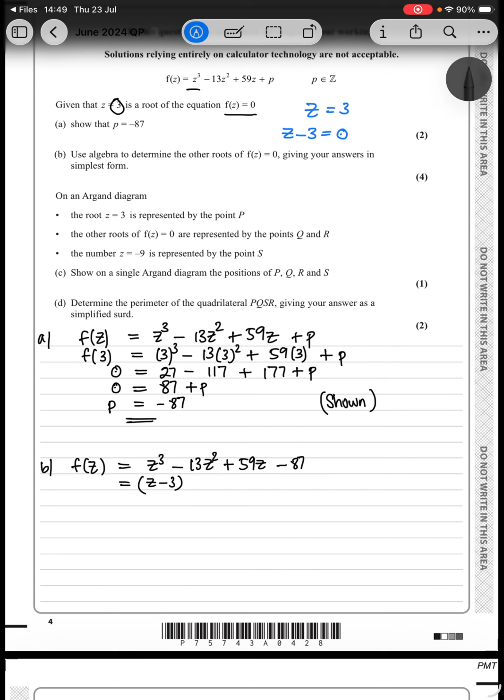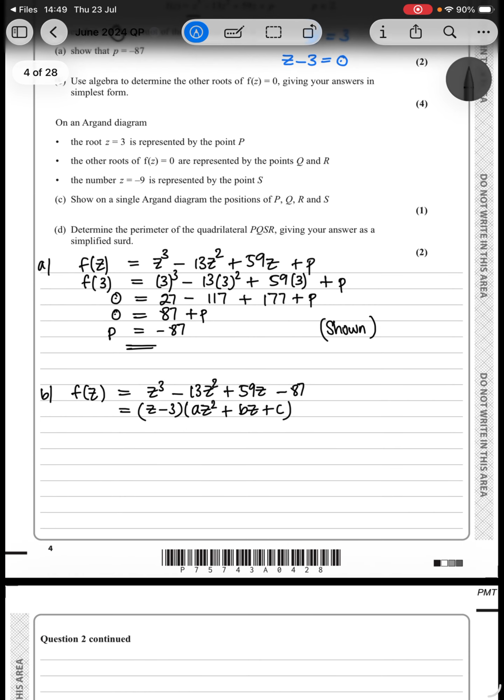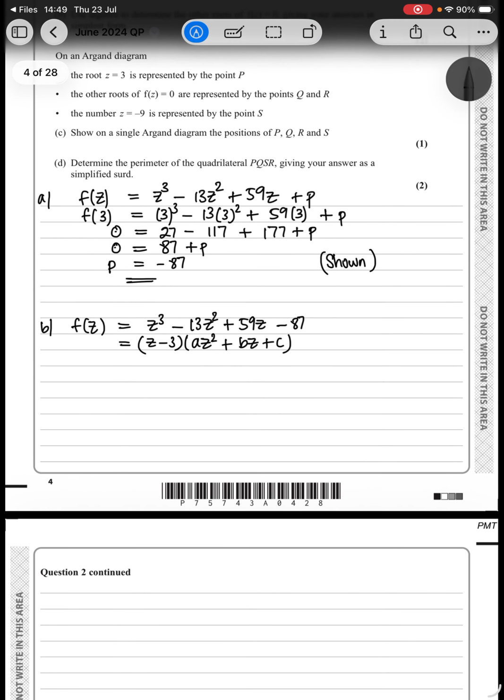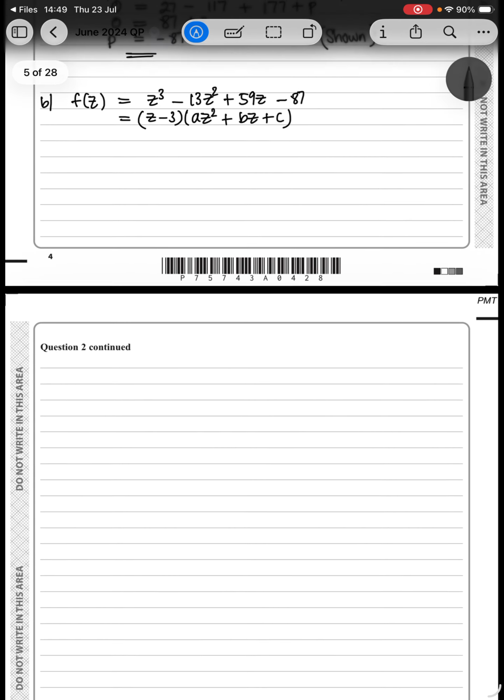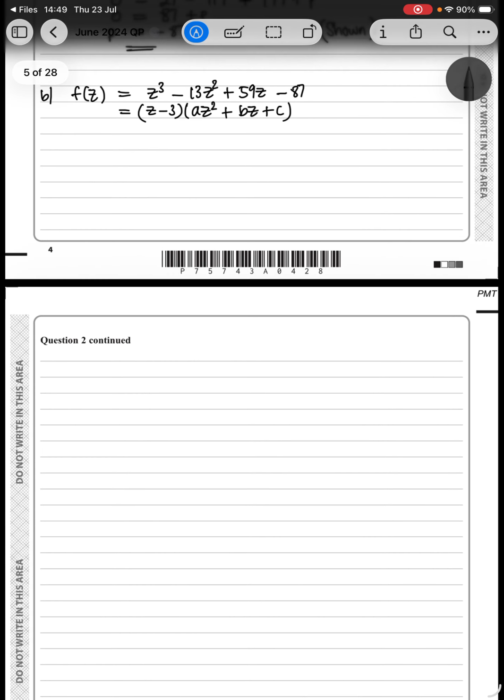So this z minus 3 is going to be multiplied by a quadratic expression, which would give us the cubic equation. I'll write that as az squared plus bz plus c. We can figure out this quadratic expression by doing a long division. Let me do that on the next page.